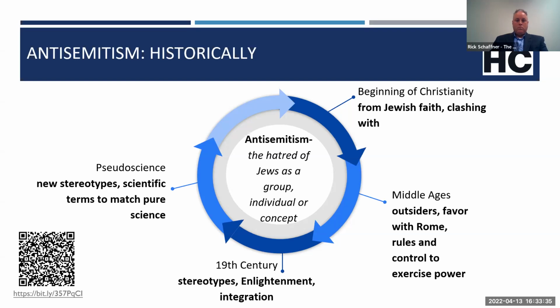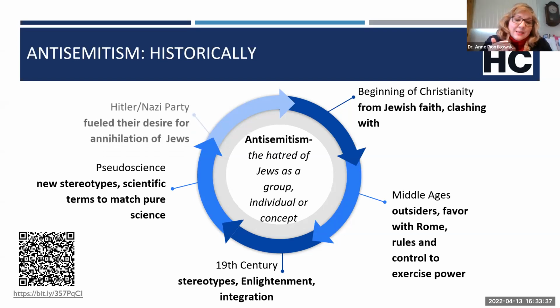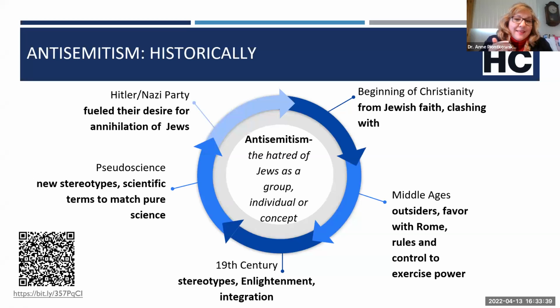So as we move into Hitler and the Nazi Party, Hitler capitalized on that fear, because you're looking at only about a 20 to 30 year time span before he rises as chancellor in 1933. This fueled the desire for the annihilation of the Jews. He said, for thousands of years, the Jews have been our plight. All they do is cause us problems.